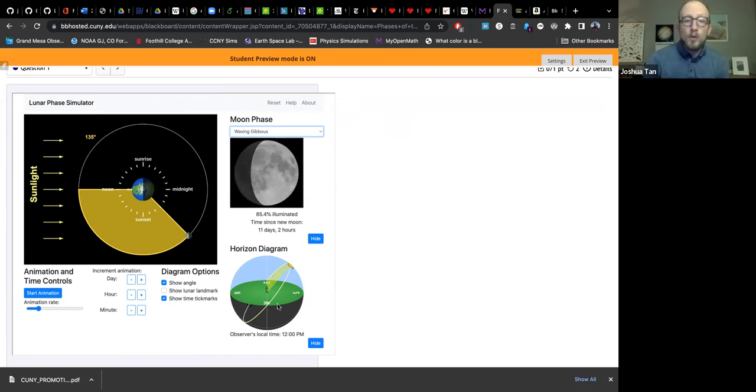I can move my horizon diagram around and see if I can identify where the moon is. And I think I can if I spin around here. Look, there's where the moon is. You can see the moon is below the horizon, which means I cannot see it. That's pretty interesting. So this horizon diagram is useful if you want to get a sense for where the sun is in the sky and where the moon is in the sky.